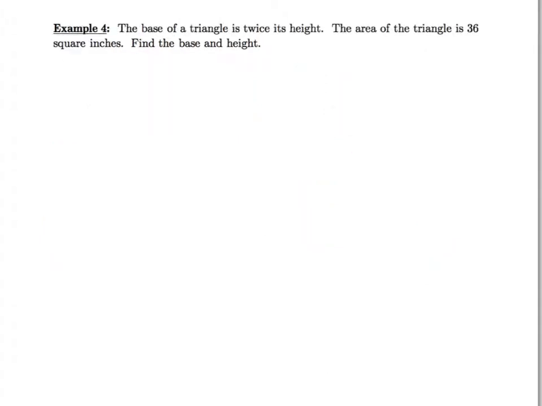Okay, example 4, the base of the triangle is twice its height. The area of the triangle is 36 square inches, so find the base and the height. So I draw a picture of a triangle so I can label it. I know I'm going to need my height. And here's my base. And it says the base of the triangle is twice its height. So I'm going to actually erase that so that we can write there.